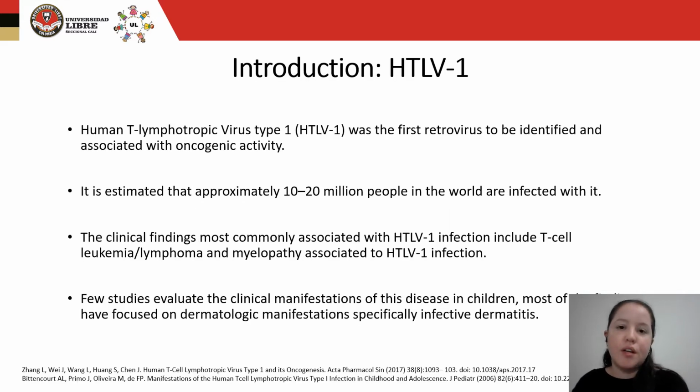As an introduction, HTLV was the first retrovirus to be identified and associated with oncogenic activity. It's estimated that approximately 10 to 20 million people in the world are infected with it. The clinical findings classically associated with this infection have been T-cell leukemia, lymphoma, and myelopathy associated with HTLV infection. Yet most of these descriptions have been done in adults, and there are few studies of the clinical manifestations in children. Most of the descriptions have been of dermatologic manifestations, specifically infective dermatitis being the main presentation in children.